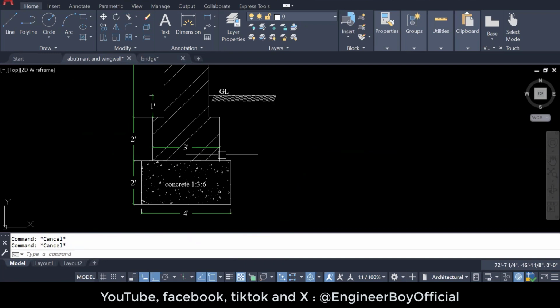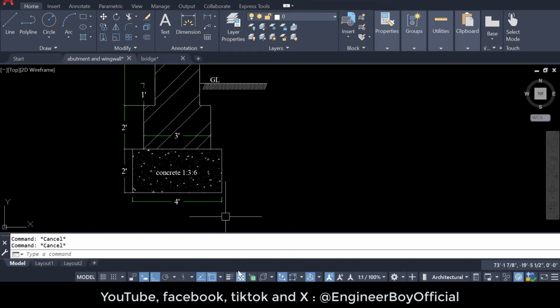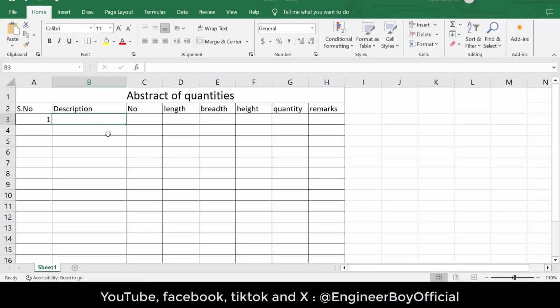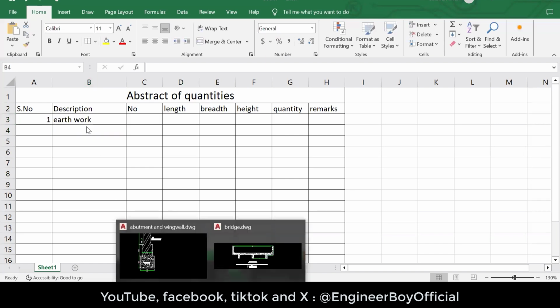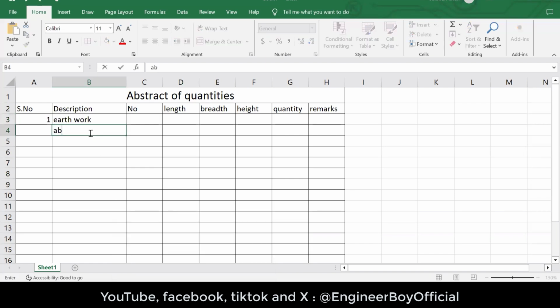So the first thing which I'm going to do is calculate the earthwork. You can say excavation, and let me label it as 1. And then I'm going to say earthwork, or maybe you can say excavation. It's your choice. You can have anything in the description. Now, in earthwork, as you can see, we have abutment and then wing wall. So first I'm going to calculate the abutment's excavation, and then I will look into the wing walls. Now, in number, abutment is 1, wing walls are 2.